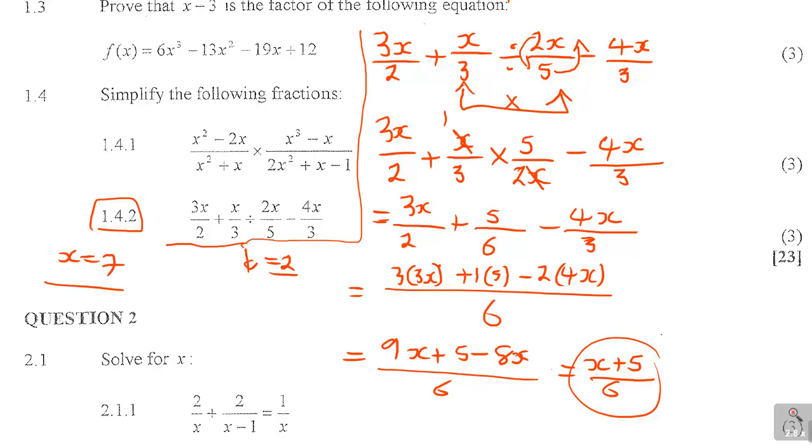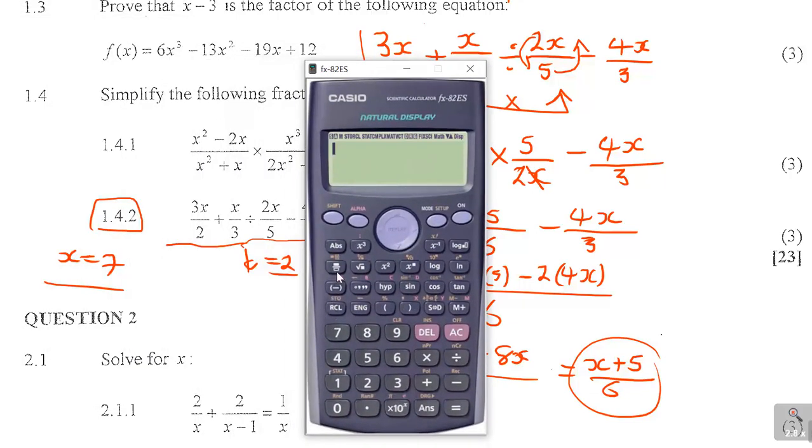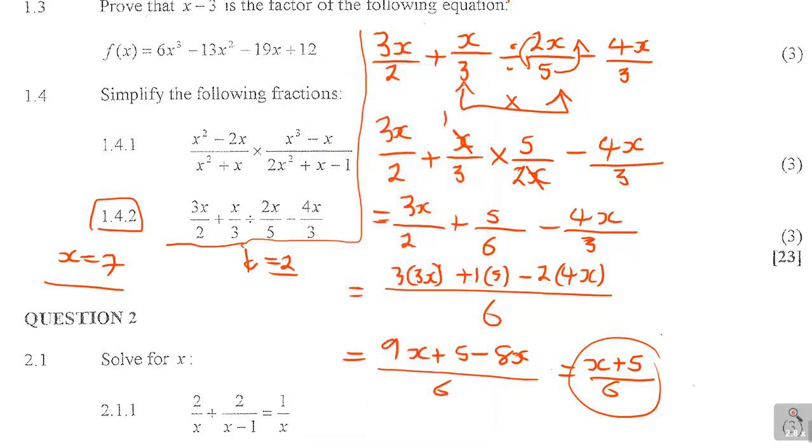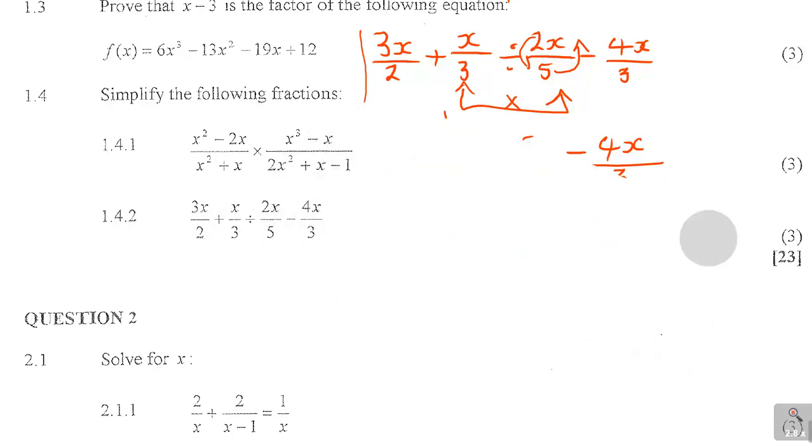So I do the same thing here, x plus 5 over 6, and see if it will give me a 2 in that case. So I've got 7, remember my x is 7, plus 5 over 6. It also gives me the same answer, which is 2. So it means this is the simplified version of that. Anyway, guys, that is what I wanted to bring to you. I just wanted to look at question number 1.